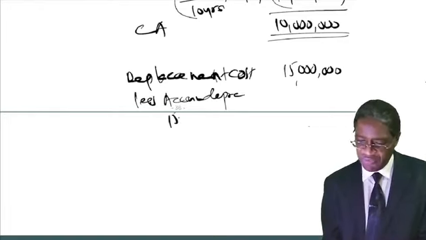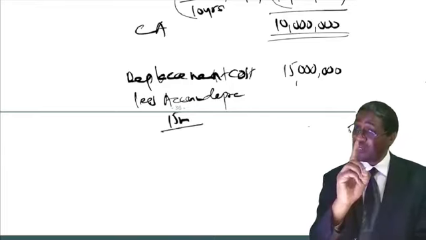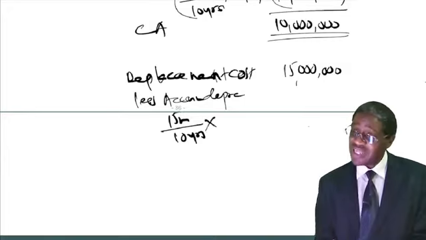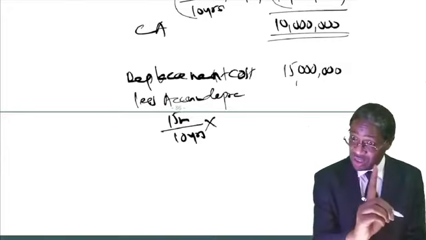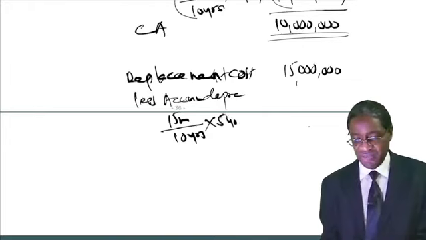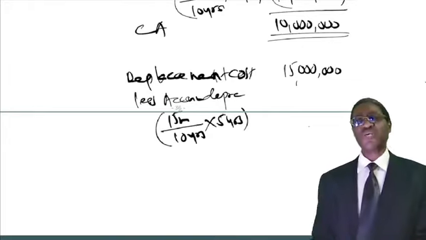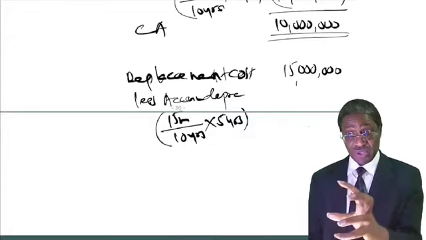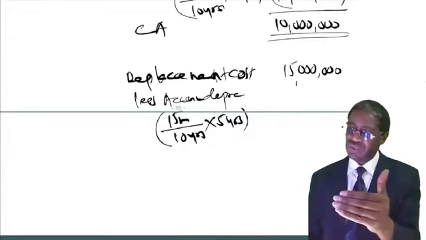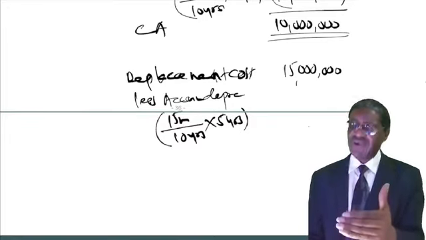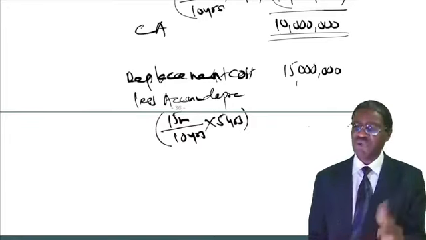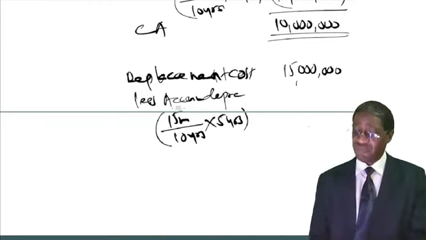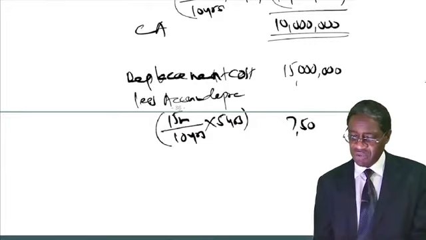Take the cost, which is now 15 million. The asset had a useful life of 10 years. Then you multiply that by the number of years you used the other machine, which is how many years? 5 years. So if this was our asset, what would have been the accumulated depreciation? Take 15 million, the replacement cost, divide by the useful life of 10 years. That gives me 1.5. Multiply by 5. That is exactly half of the 15, which is 7.5.